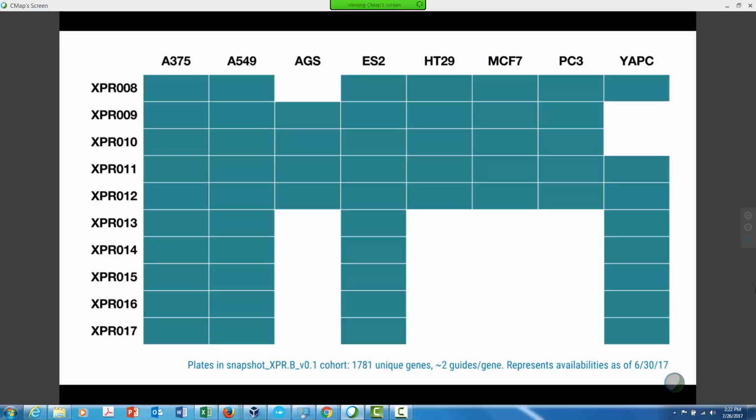To contextualize this for you a little bit, the data that I'll be talking about today represents 8 virus plates treated in 8 cell lines. Unfortunately, when I aggregated this data, we hadn't completed data generation of all these virus plates in all the cell lines. So you can see that the counts in different cell lines are slightly unequal. But overall, this represents 1,781 unique genes, and they were, for the most part, profiled at about 2 guides per gene.